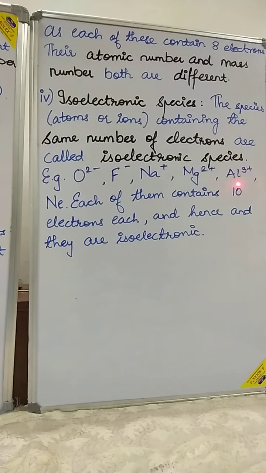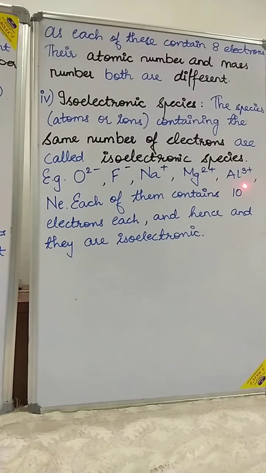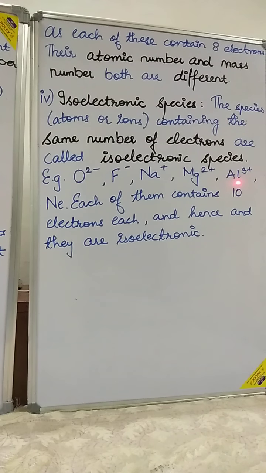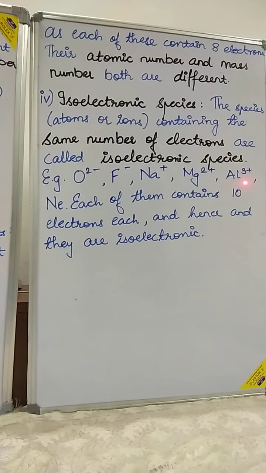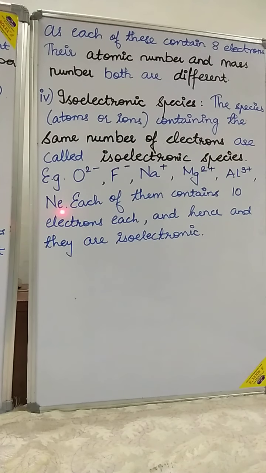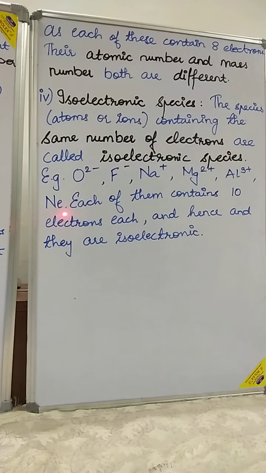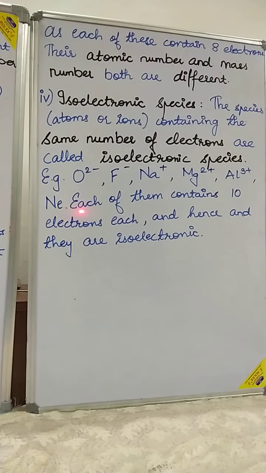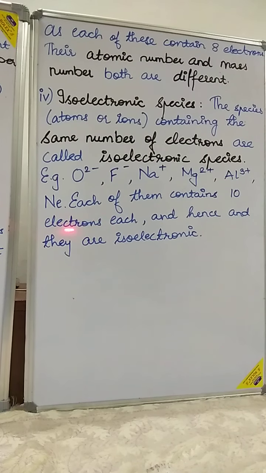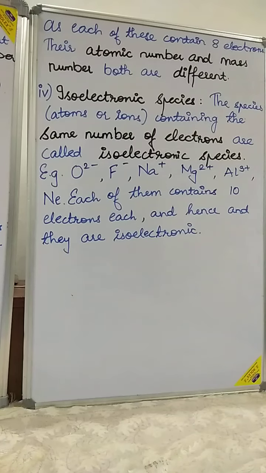Similarly, aluminium has got 13 electrons. So 3 positive, that means 3 electrons are given to form this cation. So the number of electrons in this species aluminium 3 positive is 10. See, all these species are having 10 electrons, students. And in neon we know that configuration is 2, 8, atomic number 10. It's a noble gas. Each of them contains 10 electrons each, and hence they are isoelectronic. Thank you.